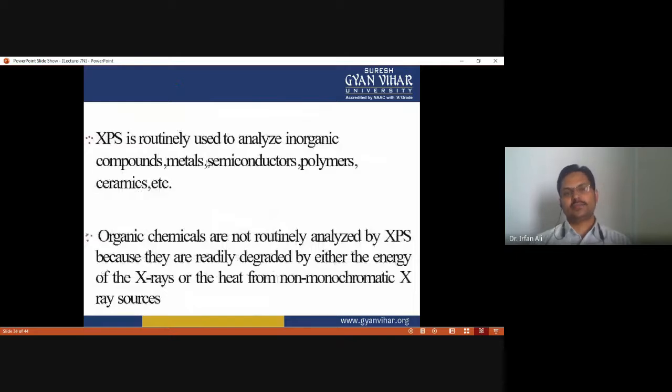So XPS is routinely used to analyze inorganic compounds, metals, semiconductors, polymers, ceramics. Even all organic chemicals are not literally analyzed by XPS, because they are readily degraded by either the energy of the X-ray or the heat from the monochromatic X-ray source. That's why it is commonly used for inorganic compounds, metals, semiconductors, polymers, ceramics.